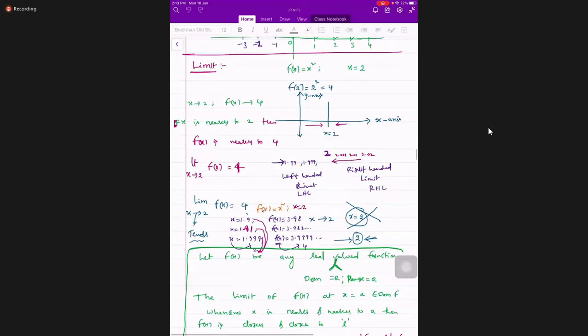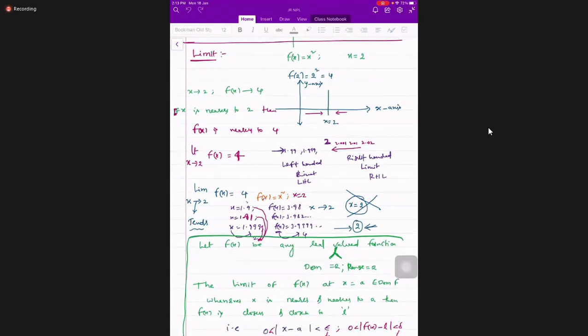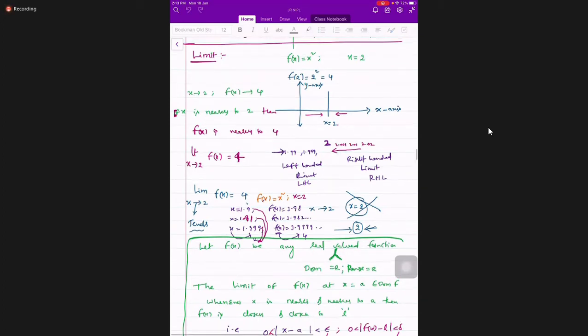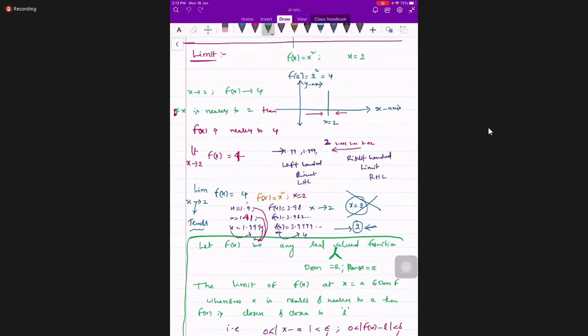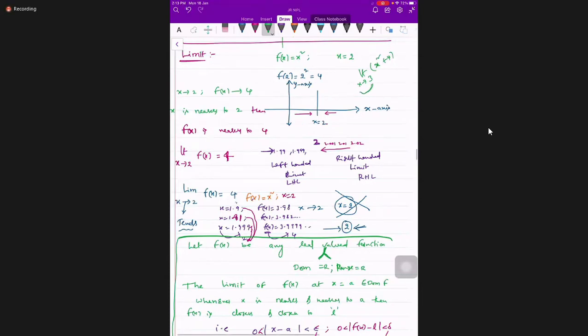After that, we have taken the limit definition. What is the limit of a function? Suppose the variable is approaching a certain value, then for that value of the variable, the function approaches what value? For example, what is the meaning of limit x tends to 3, x square plus 4? It means when x is approaching 3, x square plus 4 is approaching what? That is called limit. That's it.